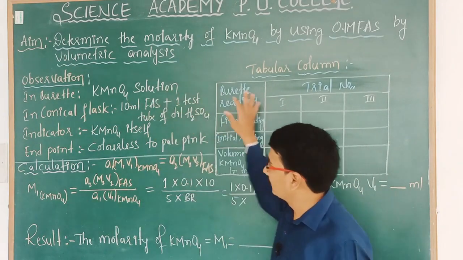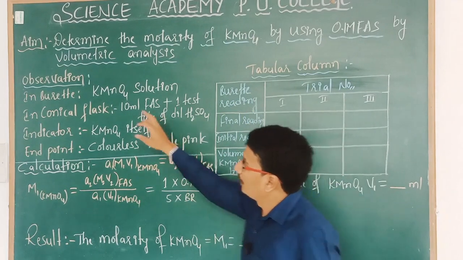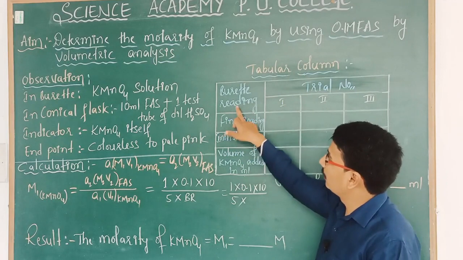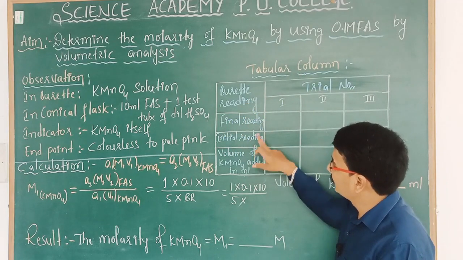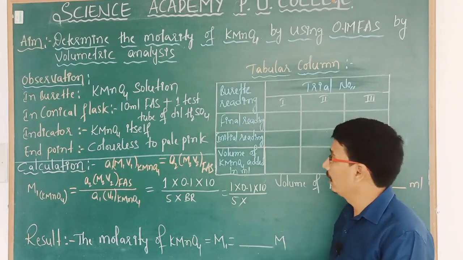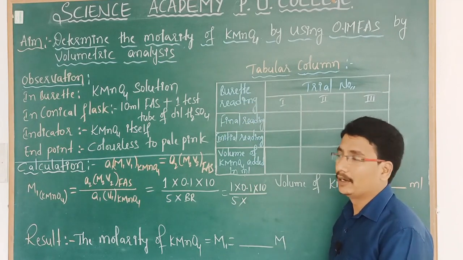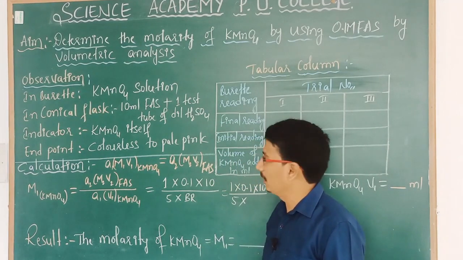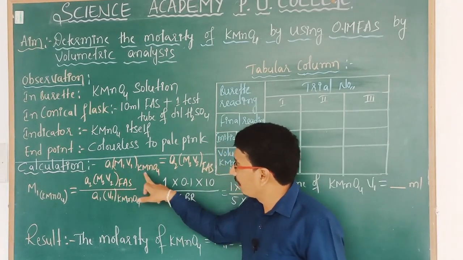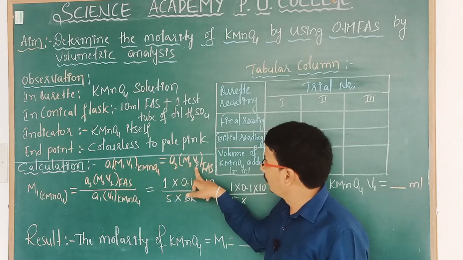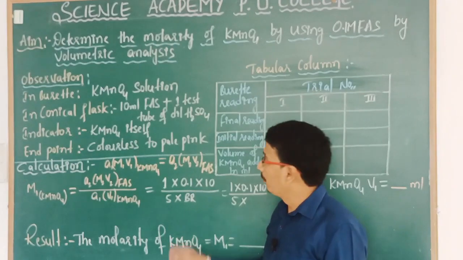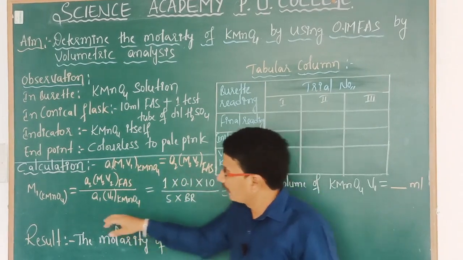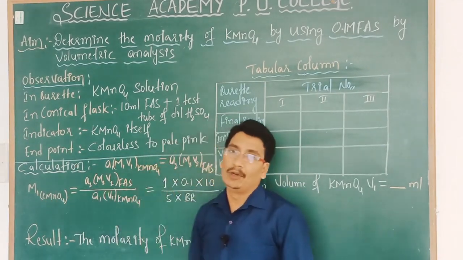These are the points that we have to write in examination. One is observation, another one is tabular column. That tabular column includes burette reading, final reading, initial reading, and the volume of KMnO4 consumed during the experiment. Then the calculation: the formula we are going to use to calculate the molarity of KMnO4 is A1 M1 V1 of KMnO4 is equal to A2 M2 V2 of FAS. By knowing the values of A1, V1, A2, M2, V2, we can easily calculate the molarity of KMnO4.